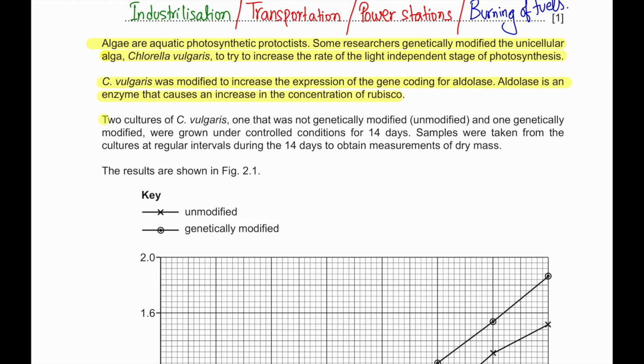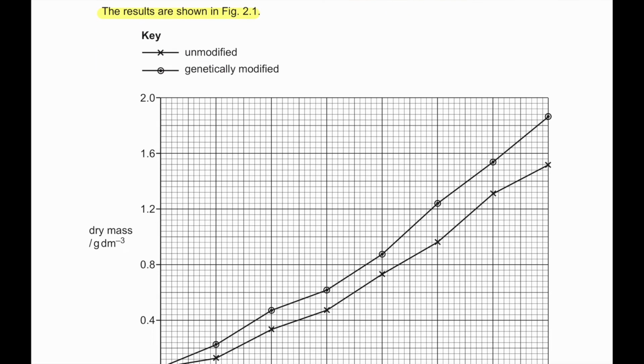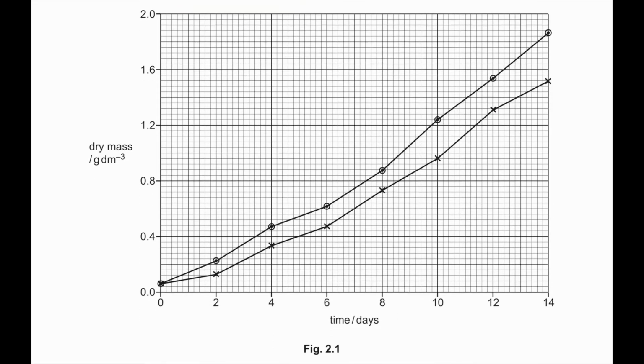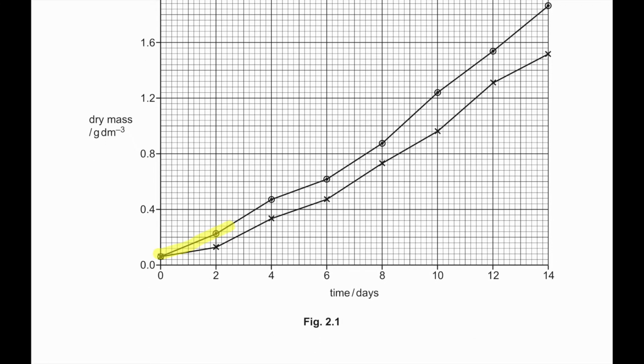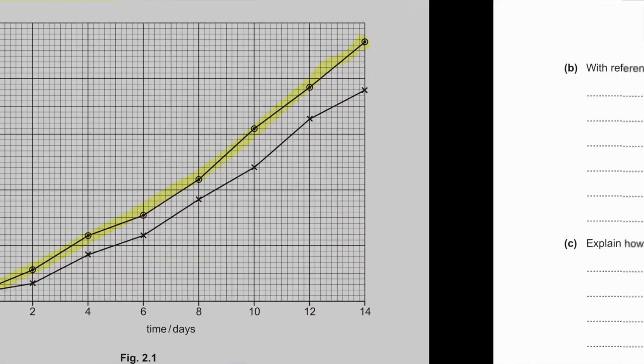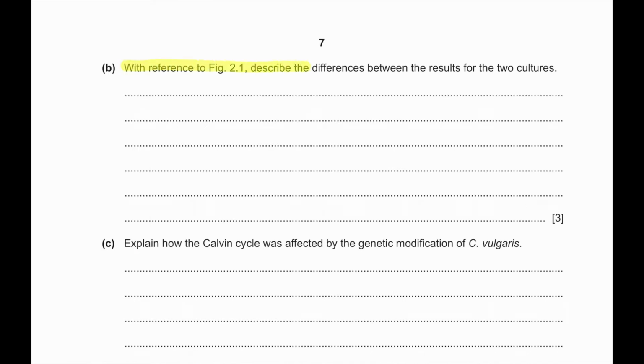Okay. Two cultures of C. vulgaris, one that was not genetically modified and one genetically modified, were grown under controlled condition for 14 days. Samples were taken from the cultures at regular intervals during 14 days to obtain measurements of dry mass. The results are shown in figure 2.1. Unmodified and genetically modified. We can see genetically modified has a higher dry mass throughout the experiment compared to that of the unmodified one. With reference to figure 2.1, describe the difference between the results for the two cultures.